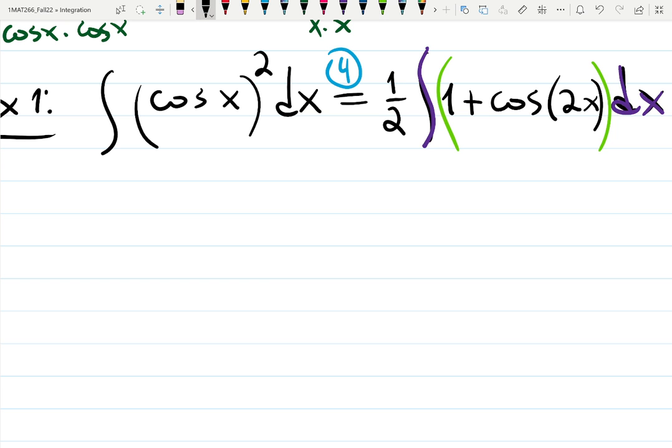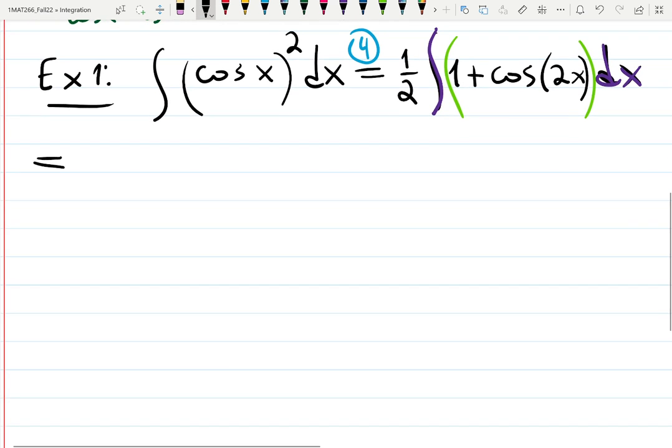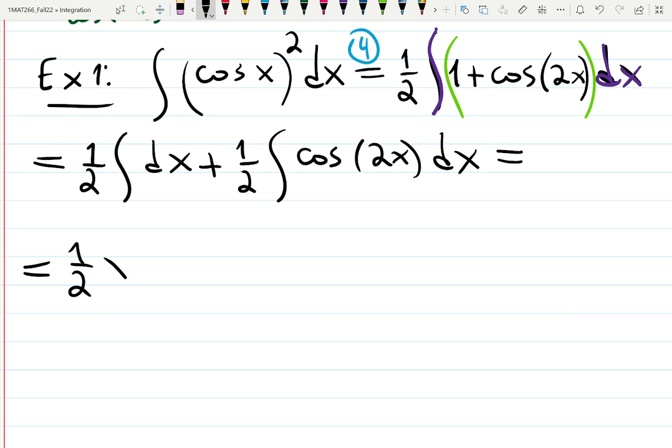Now we're using U substitution like it's a piece of cake. That's why you need to be on top of your homework all the time. U substitution is not a simple chapter, but the more you do it, the better you get. So you have two integrals, 1/2 integral dx and 1/2 integral cosine 2x dx. The first integral gives you just x, so it's 1/2 x.